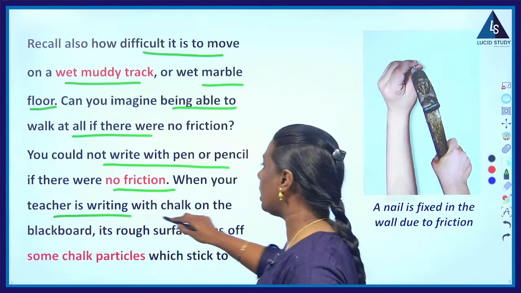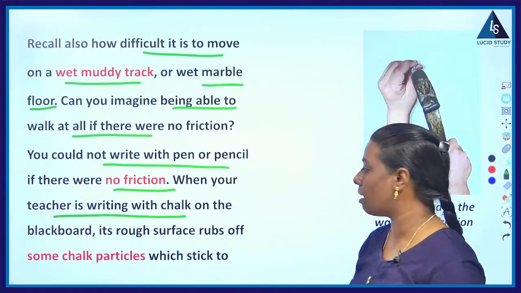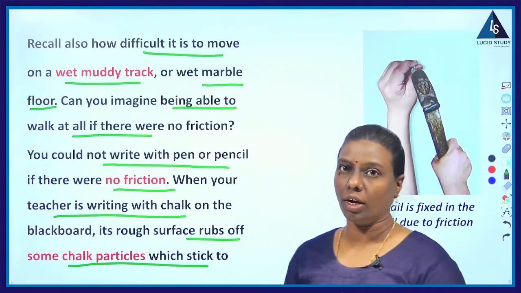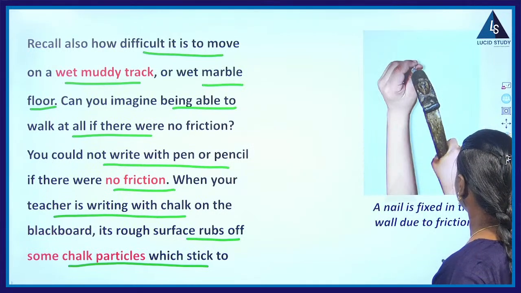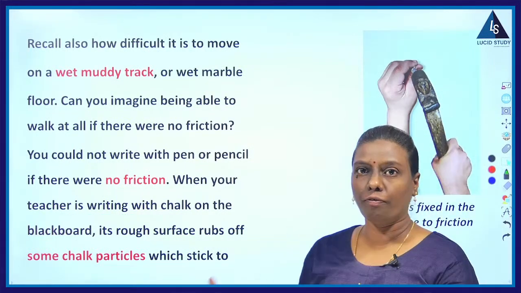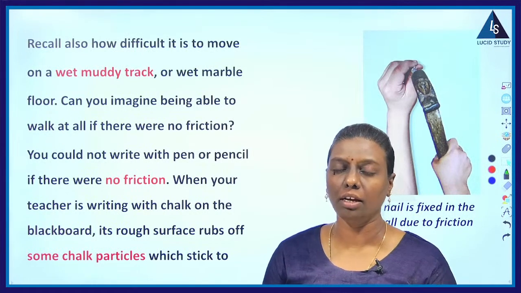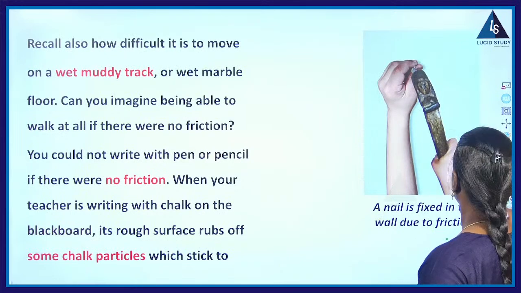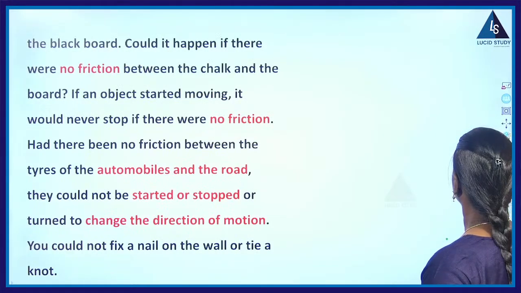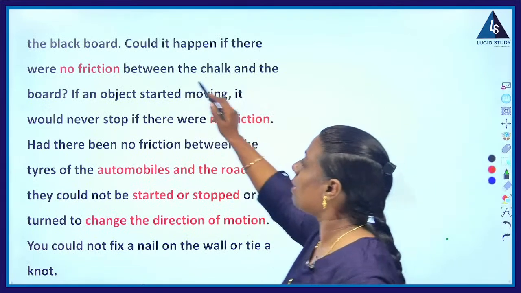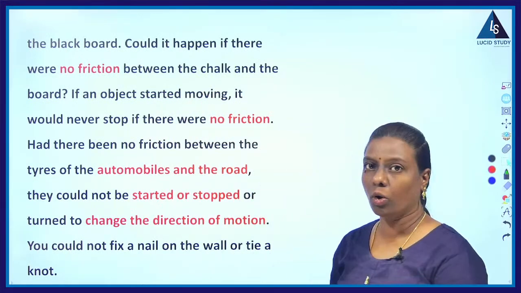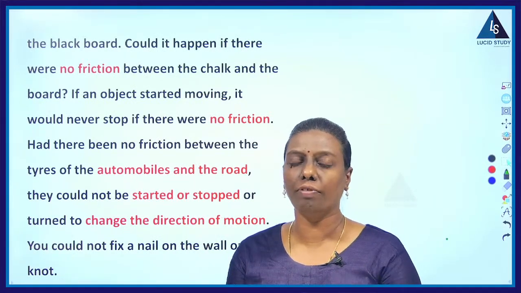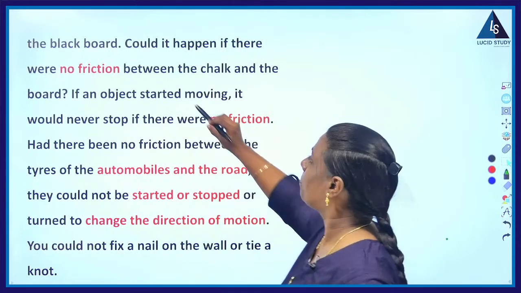When your teacher is writing with chalk on the blackboard, its rough surface rubs off some chalk particles which stick to the board. So if there is no friction, you cannot hold a pen or walk on the floor. Could it happen if there were no friction between the chalk and the board? So I cannot write on the board. Why can I not write on the board? If there is no friction, I cannot write on the board.